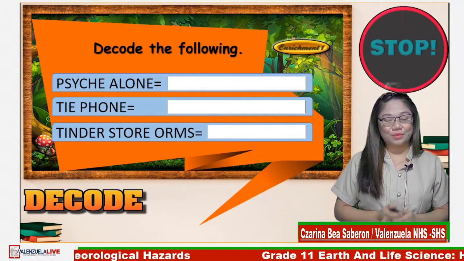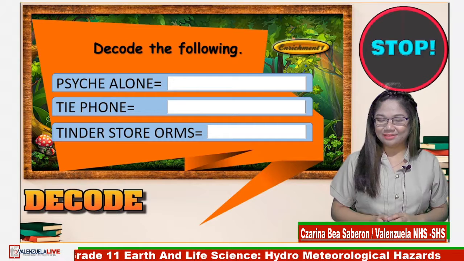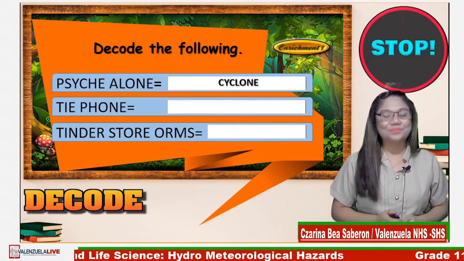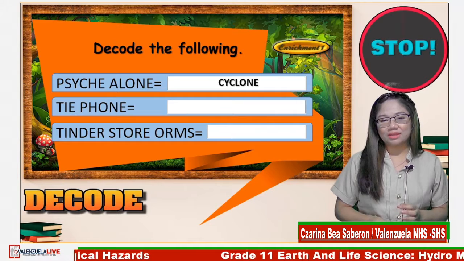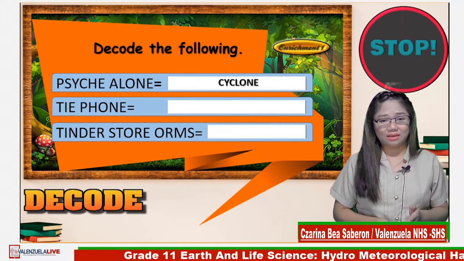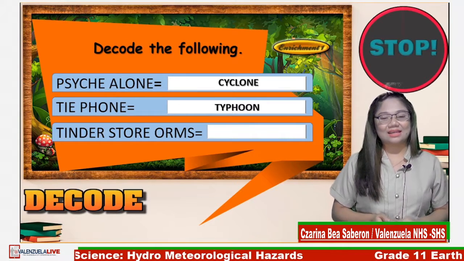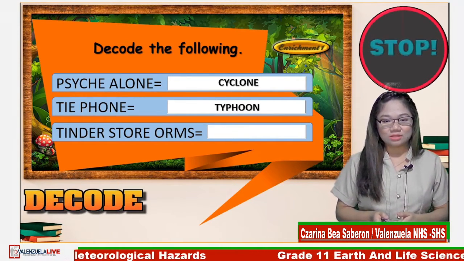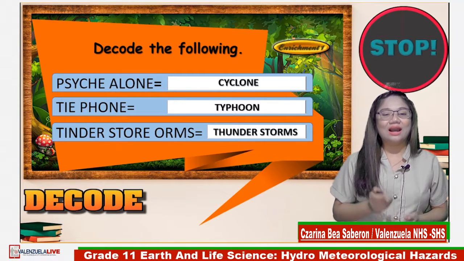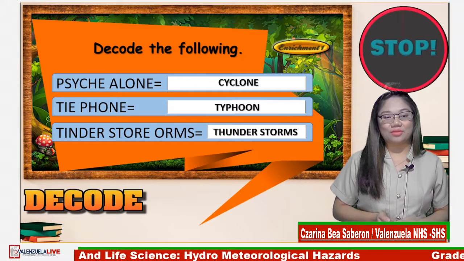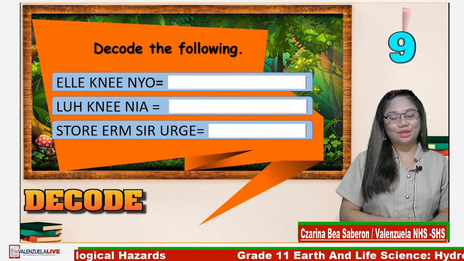3, 2, 1. All right, so let's have the first one, "psych alone." Sounds like, all right, that is cyclone. Okay, next, "typhoon." What do you think is the word that is similar with the sound of typhoon? If you answered typhoon, you got it correctly. Next, "tinder store orbs." Sounds like, there you go, thunderstorms. What about this set of words? For this set, I'll be giving you another 10 seconds to think about the answers.